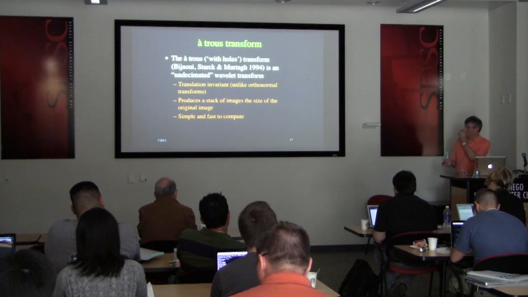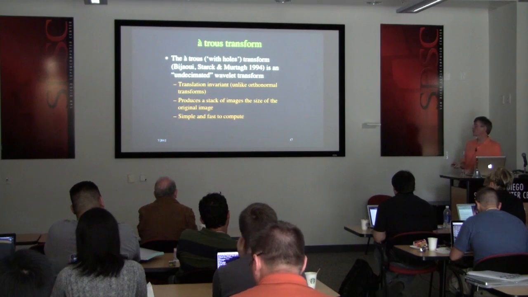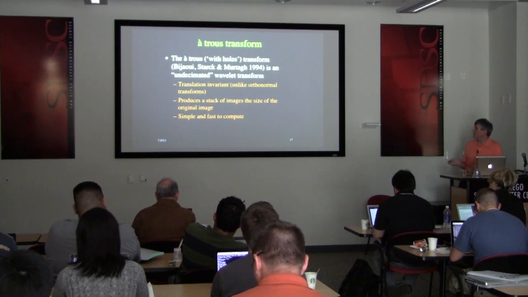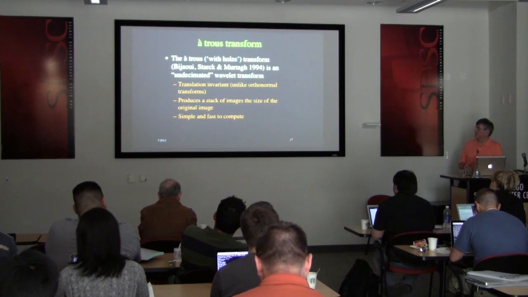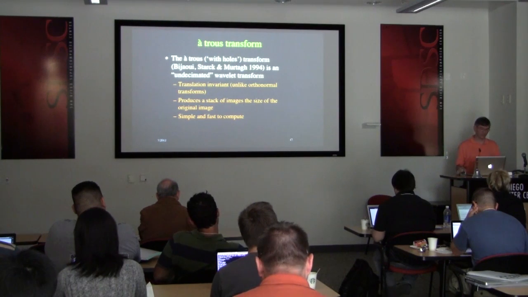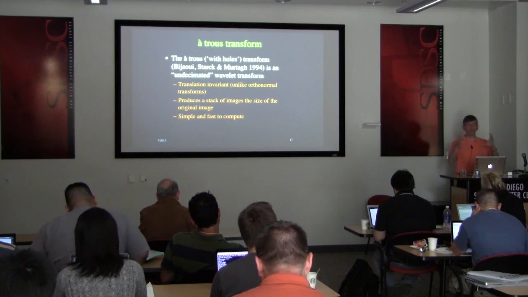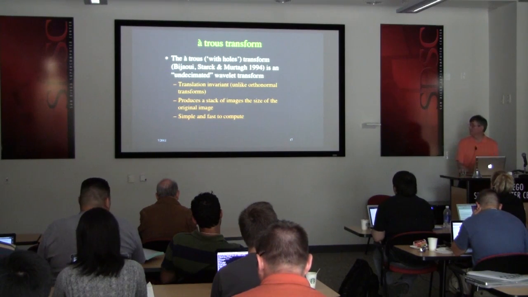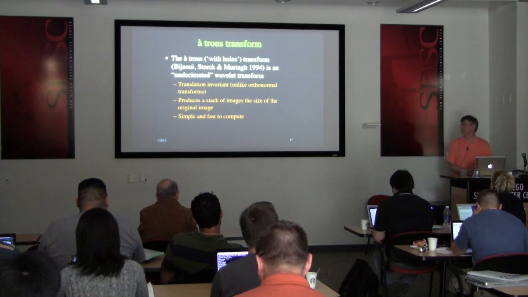Here's another example of a wavelet transform. This is called the à trous transform, which means with holes, because of the way the algorithm looks. There's a nice paper by Bijaoui, Starck, and Murtagh in 1994, which talks about this. This is an example of what's called an undecimated wavelet transform. So when you do this kind of transform, you don't get back an image which has the same number of pixels as the original image. Instead, you get back a stack of images, each one of which is the size of the original image.